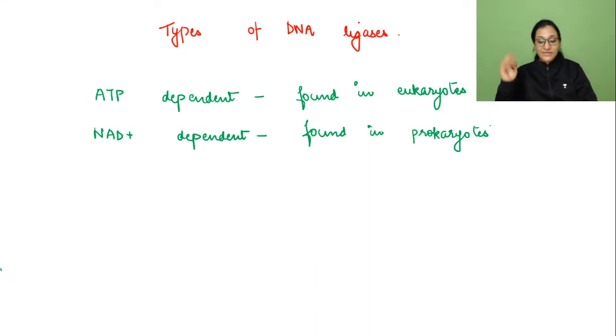Now in mammals, there are four types of DNA ligases seen. So they are type 1, type 2, type 3 and type 4. And if you remember that the types of restriction enzymes that we have seen is of three types, type 1, type 2 and type 3. So in mammals, there are four types of DNA ligases which are seen. Do not forget this thing as well.